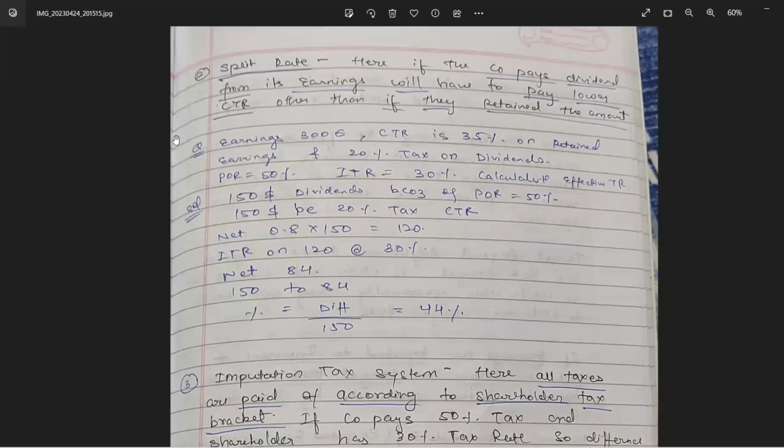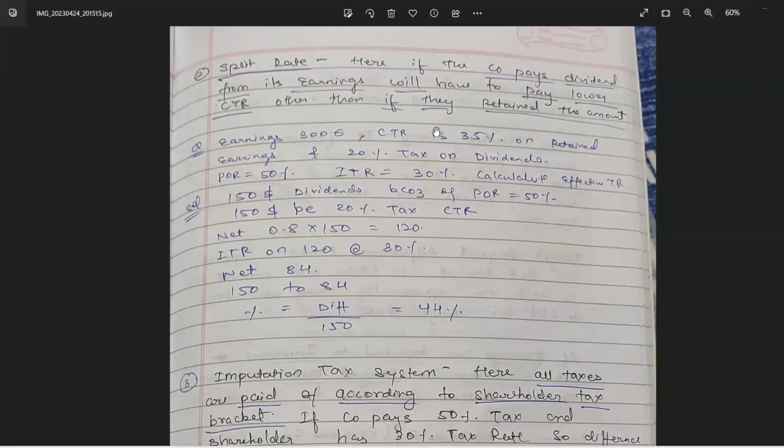So here we have got a sum. Here you are given $300. The corporate tax rate is 35% on retained earnings and 20% on dividends. Payout ratio is 50%. The individual tax rate is 30%. Calculate the effective tax rate. So this is a trick question. Here we have to first calculate the payout ratio, which is 50%. So 50% of 300 will be 150.